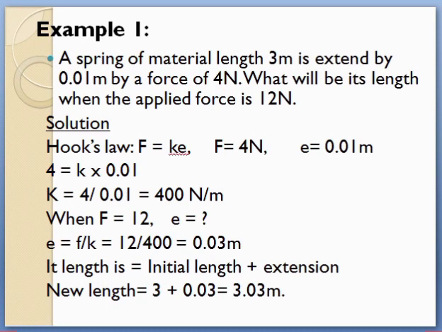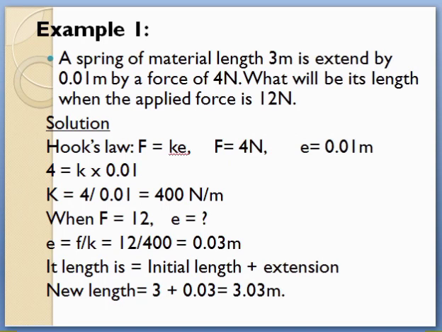A spring of original length 3 meter is extended by 0.01 meter by a force of 4 Newton. What will be the length when the applied force is 12 Newton? From Hooke's law, we have force equal to force constant times extension, where force is given as 4 Newton and extension is given as 0.01 meter. By substituting your force and extension into this, we have 4 equals K times 0.01.